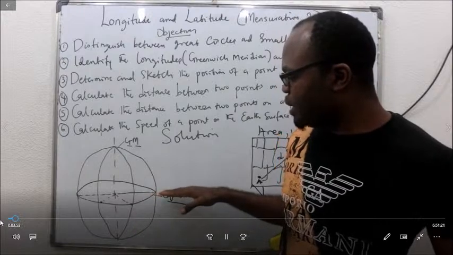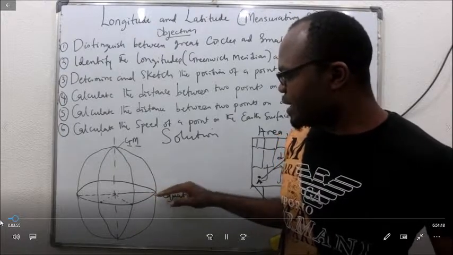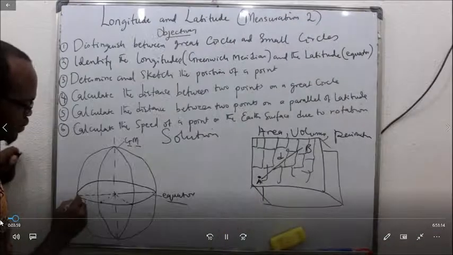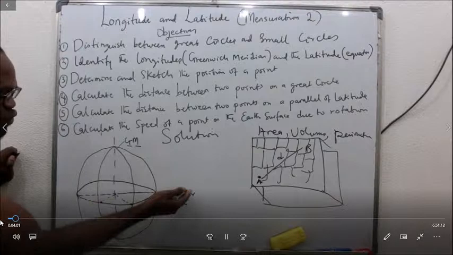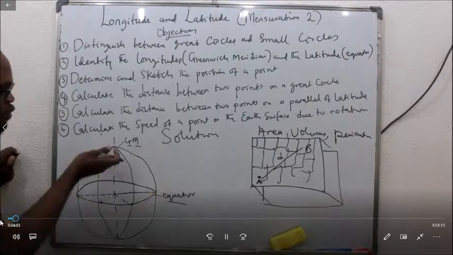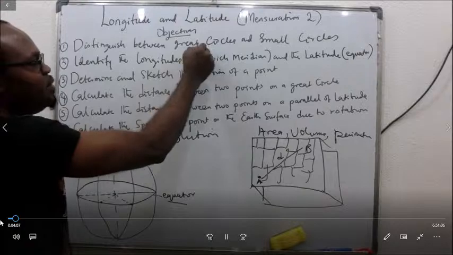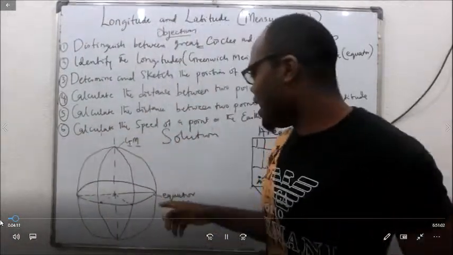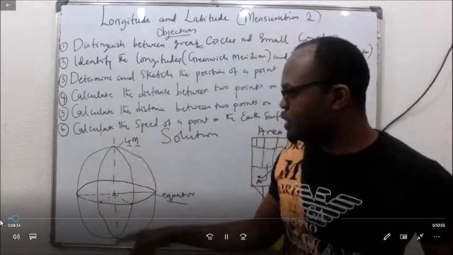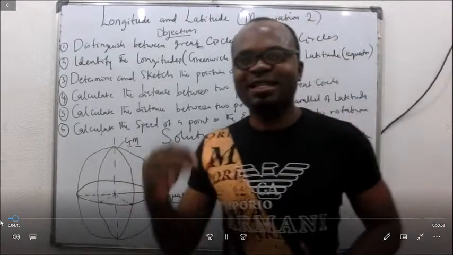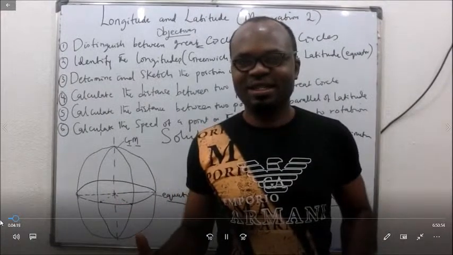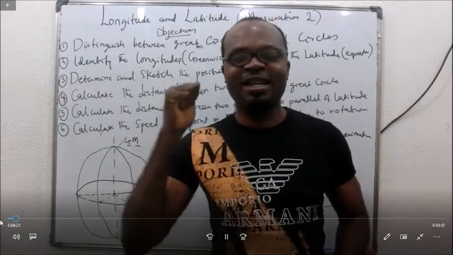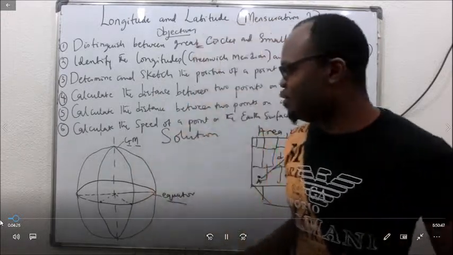So any circle around the Earth's surface through which, when you cut the Earth, you can get two equal parts, we call it a great circle. We call them the what? Great circle. And the two major important great circles are the equator and the Greenwich meridian. And they are going to be used as reference points in the calculations that we're going to be doing under longitudes and latitudes. So very importantly, take note of these two.